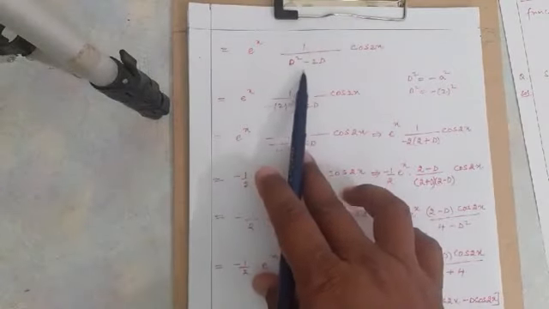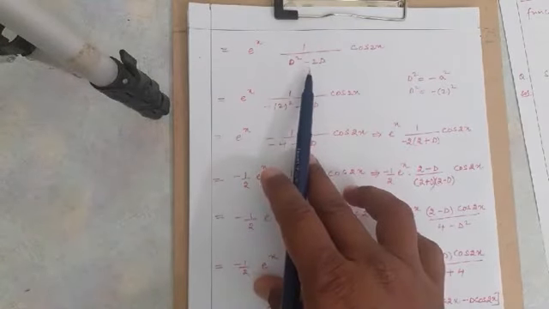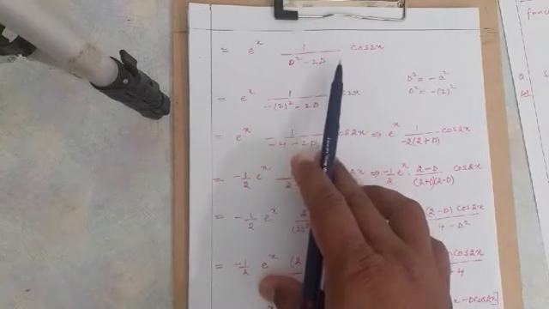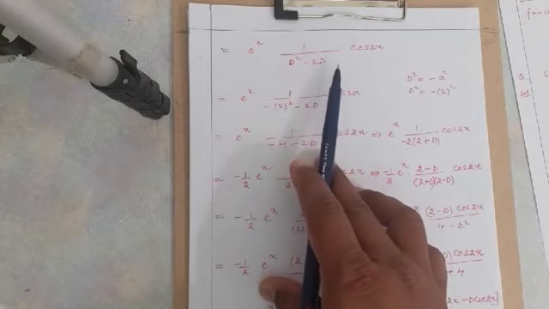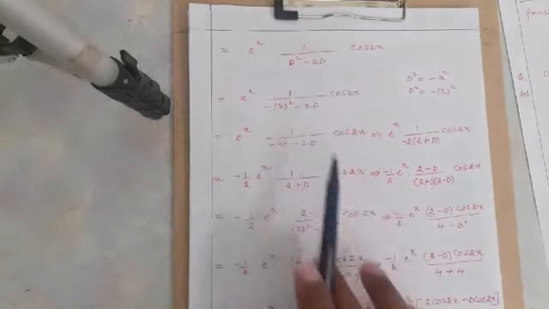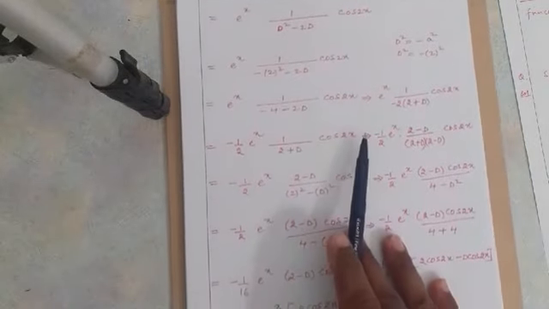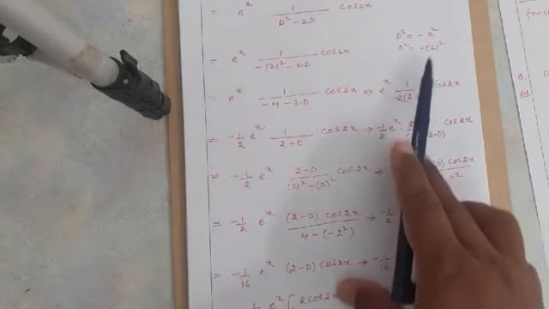After getting this in the form of 1 upon f of d square into cos 2x, you can observe this can be case 2. So we are applying the procedure of case 2. In case 2 procedure, we write d square is equal to minus a square.